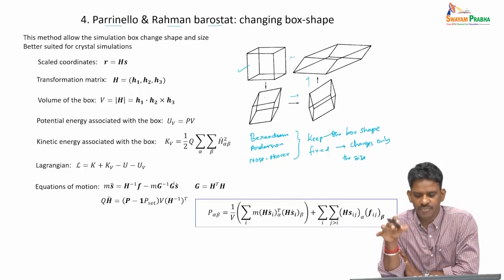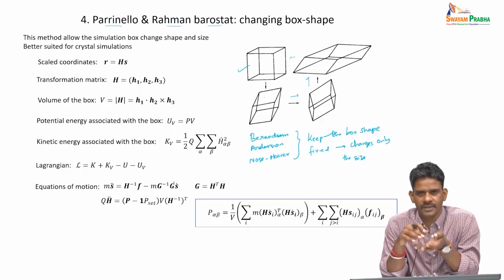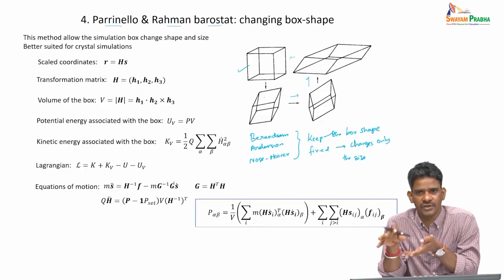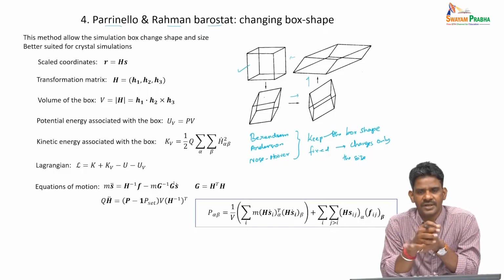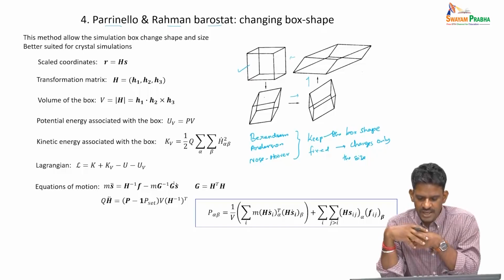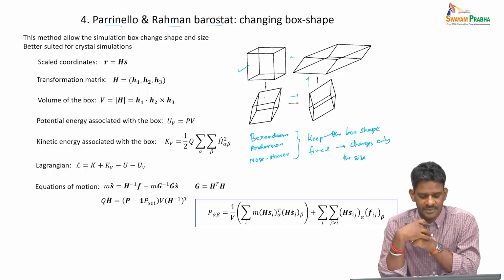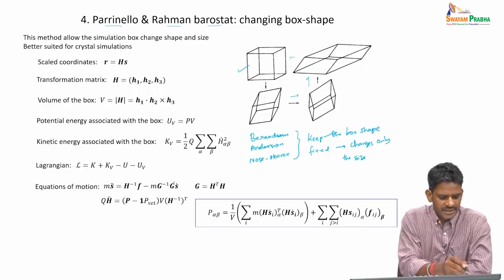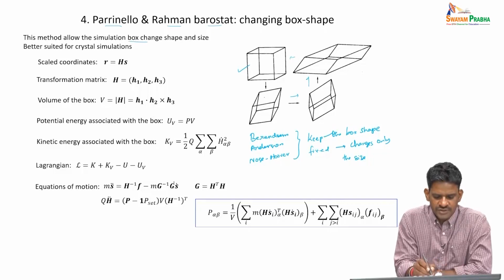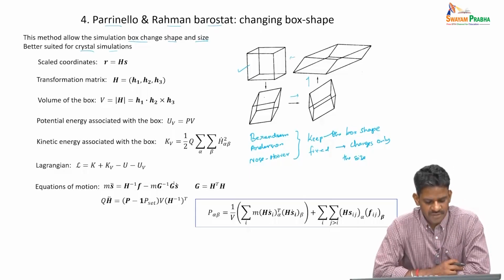And this kind of simulation is important because sometimes when you simulate a crystal system, and if your crystal does not follow the symmetry of a cubic lattice, then you will have a problem in equilibrating and sampling. So if you let the box change shape, then your system can actually take whichever symmetry it wants to crystallize into. So this Parrinello-Rahman barostat is more suitable for simulating a crystal system. We have to remember that this method allows the change of the box size as well as shape, and these are more preferred for crystal simulations.